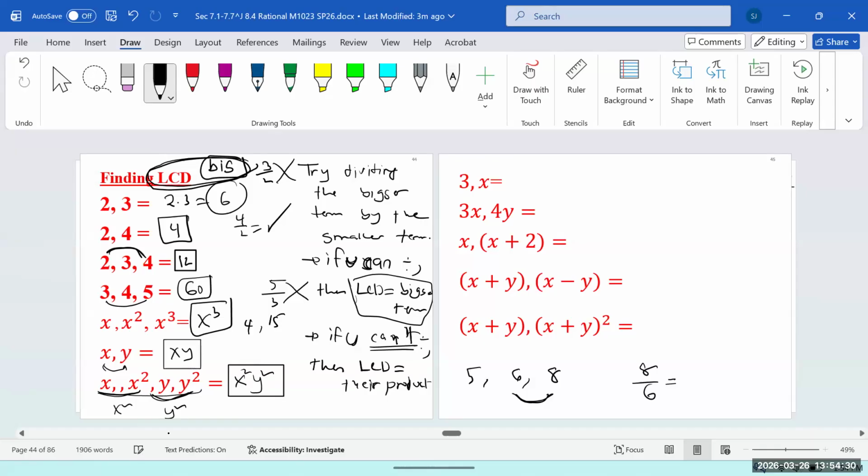Now, what if we combine them, variable and number? What is the LCD between 3 and x? 3x, good. They have nothing in common, so we multiply them. And how about 3x, 4y? 3 and 4, we cannot divide 4 by 3, so we multiply them. You get 12. X and y, none of them are bigger or smaller, so you take both of them.